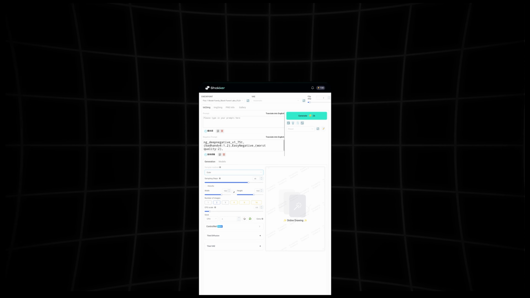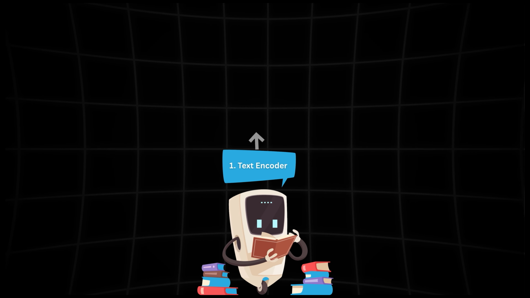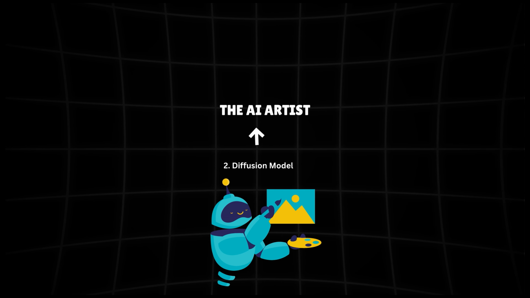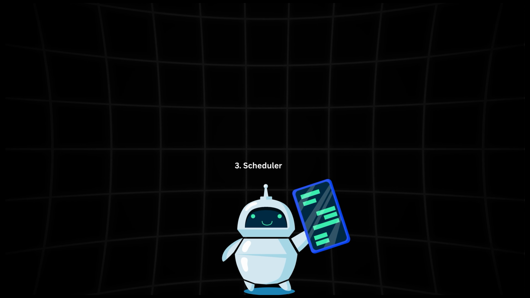So now we have the complete system. We have the text encoder from day one to read and understand your prompt, the diffusion model from day two, which is the AI artist, and the scheduler from day three, which is the wingman.